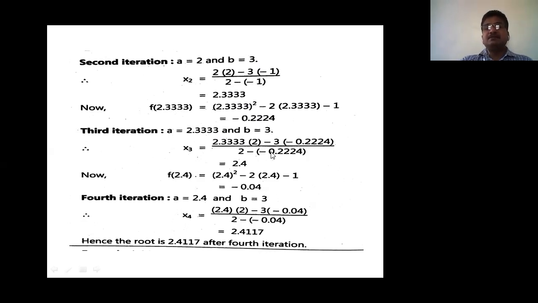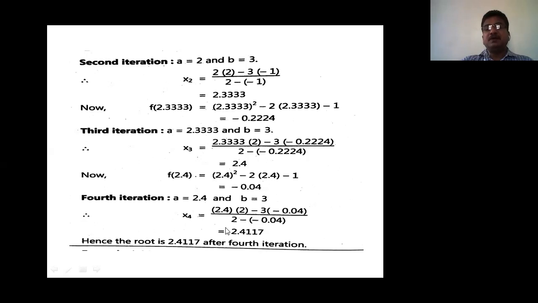Then x3 is again the same formula, a f of b minus b f of a divided by f of b minus f of a. And so the answer is 2.4. Find the value of the function f(x) at 2.4. It is negative. So at 2.333 the value is negative, and at the point 3 the value is positive, and at the point 2.4 the value is negative. So there is no root between 2.333 and 2.4. So the root lies between 2.4 and 3.